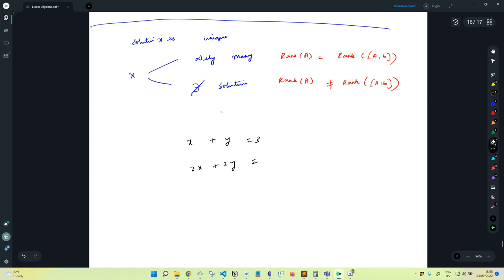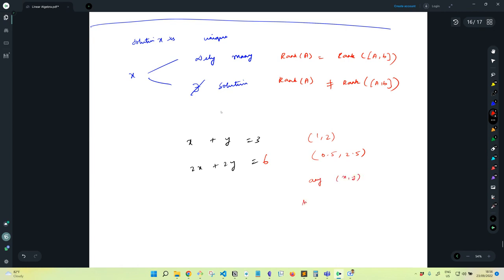Now let me correct this equation and see if you can come up with a solution. Let me make this 7 to 6. Now can you come up with a solution? So now there will be infinitely many solutions, right? For example, one such solution can be 1 comma 2. Another solution can be, let's say, 0.5 comma 2.5.